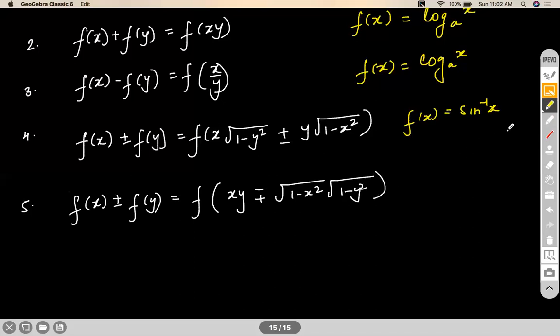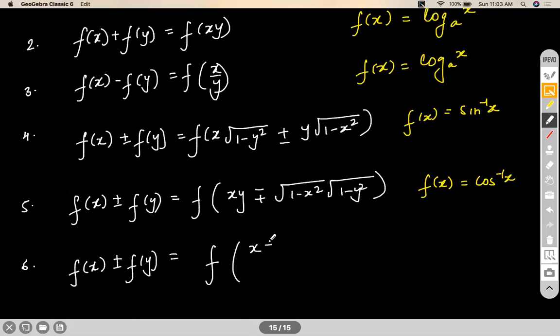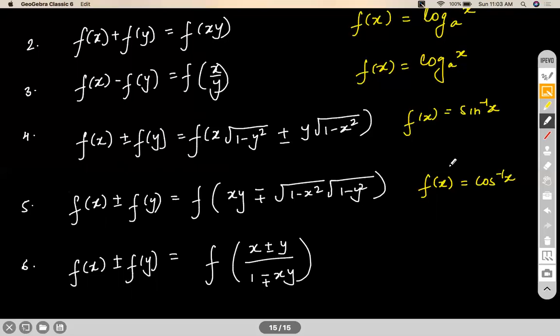Which function satisfies this functional equation? Cos inverse x. And this one is tan inverse.